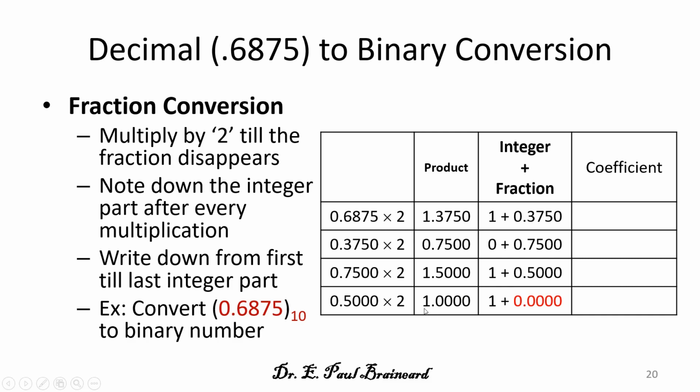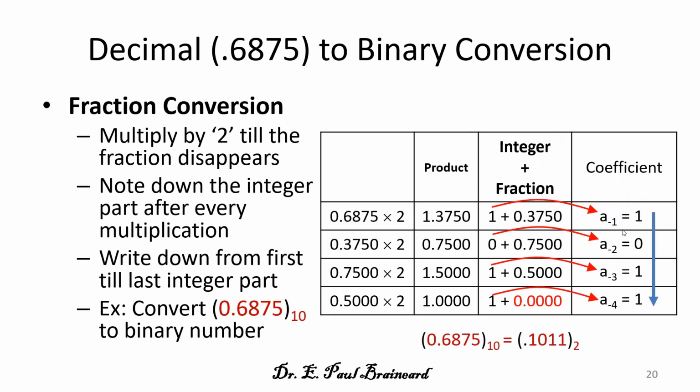Now collect all the integer parts, and they are the coefficients. So a minus 1 is 1, a minus 2 equal to 0, a minus 3 is 1, a minus 4 is 1. So this is the order. Now 0.6875, the decimal number, is equal to 0.1011.